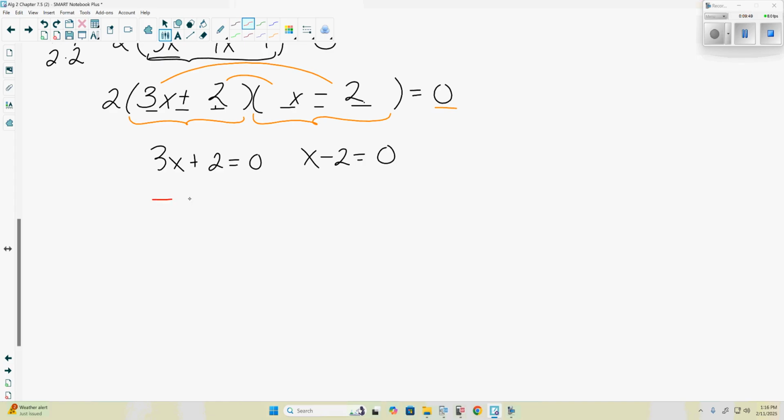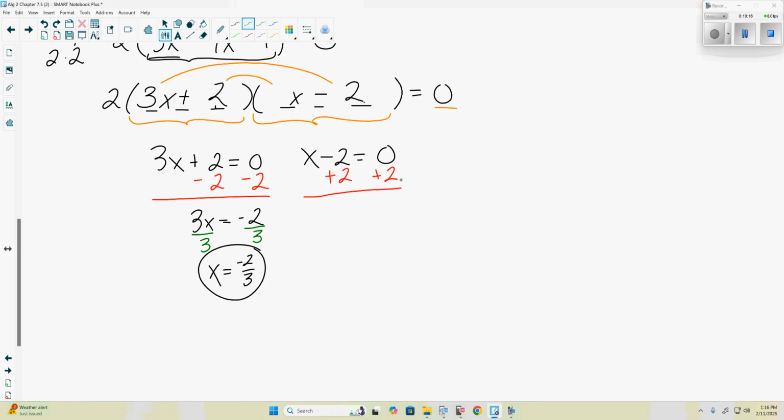Well, we can start off with the 3x plus 2 by subtracting 2 from both sides, telling us that 3x is equal to negative 2. At this point here, we can divide both sides by 3, telling us that x is negative 2/3. On the other side, we can add 2 to both sides, telling us that x is equal to 2.